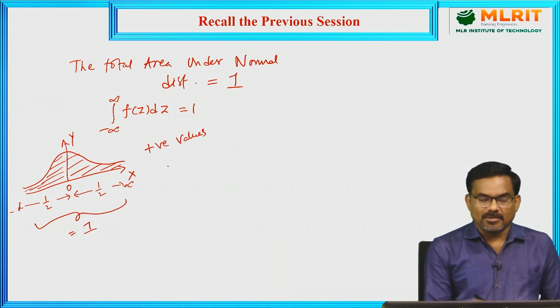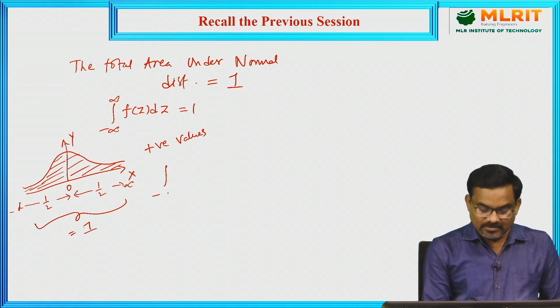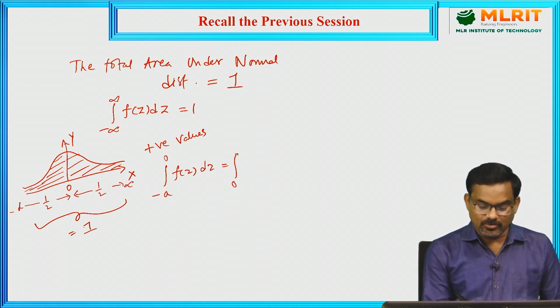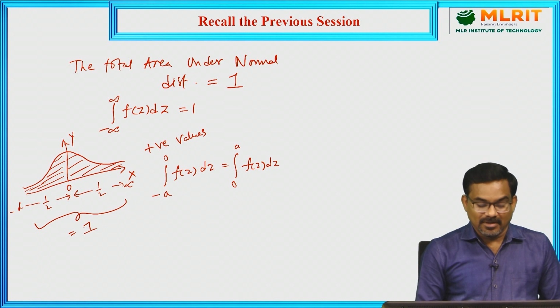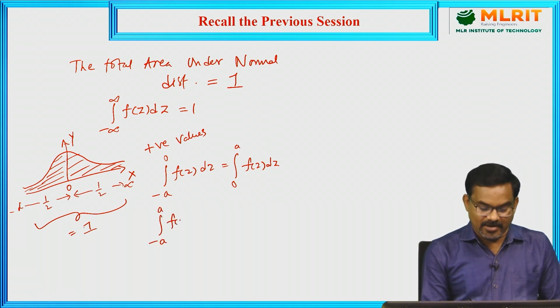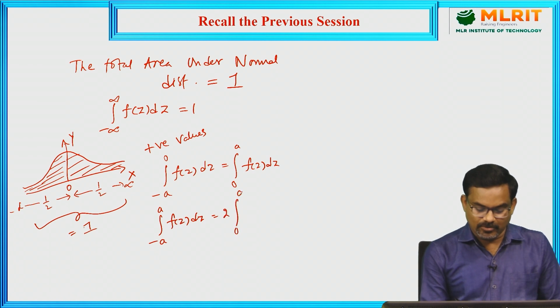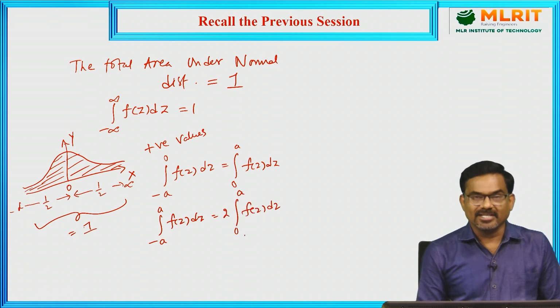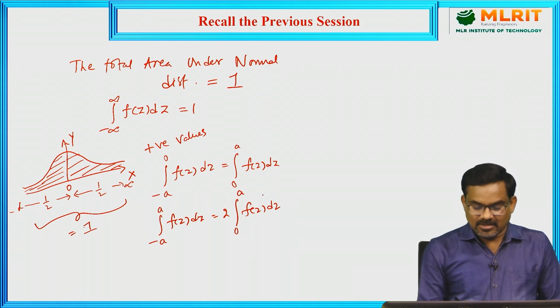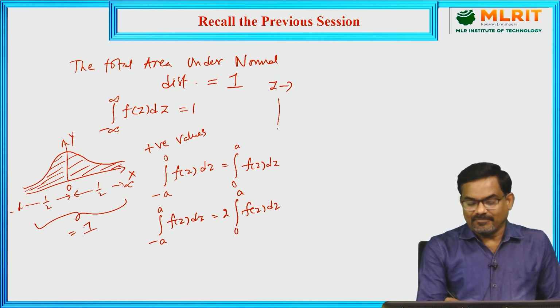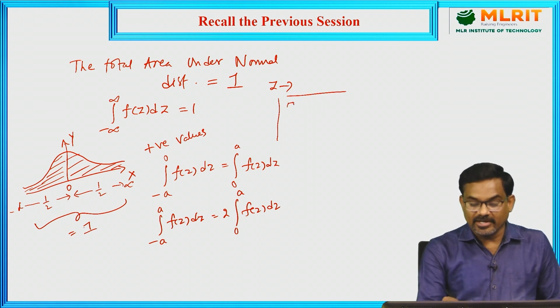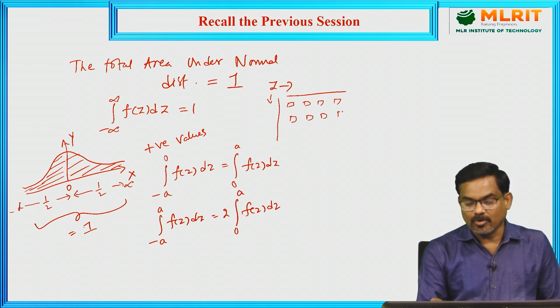Some of the important properties are: the integral from minus a to 0 of f of z dz is equal to the integral from 0 to a of f of z dz. That means the negative portion and the corresponding positive portion are the same. So if you want to calculate the integral from minus a to a of f of z dz, this is equal to 2 times the integral from 0 to a of f of z dz. So it is enough to find the probability from 0 to a using the normal distribution table. In the table, the z values are given in the leftmost column along with the top row, and the entries are the probabilities or areas.